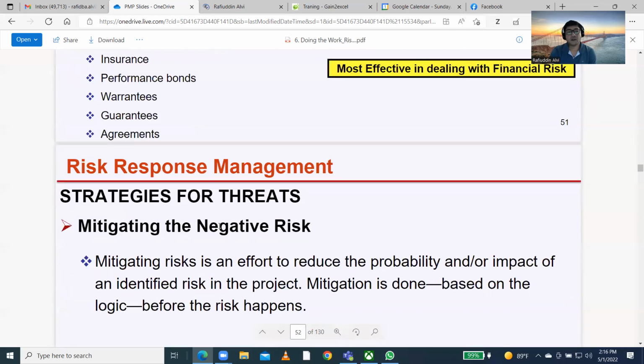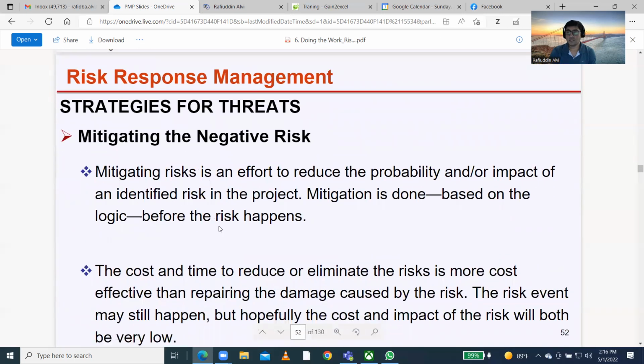Then you have the mitigating part. Mitigating is actually one of the best response strategies. Mitigating risk is an effort to reduce the probability and/or impact of an identified risk in the project. It means you are actually reducing the probability. That is called mitigating. Mitigation is done based on logic, meaning if it occurs, this action I will perform, something like that.